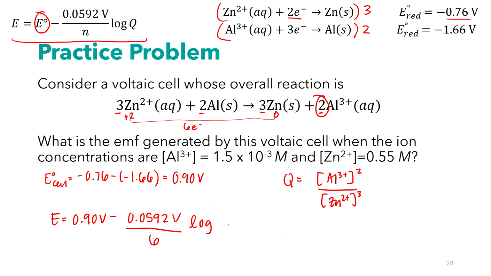And so our log should be of our 1.5 times 10 to the minus 3. We square that, and then we divide by 0.55, which is cubed. When I punched all that in, I wound up getting 0.95 volts.